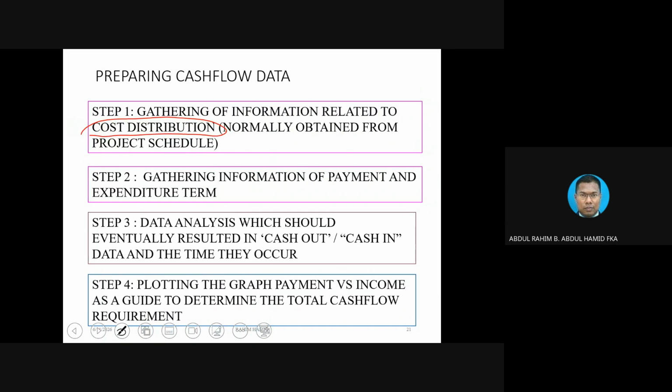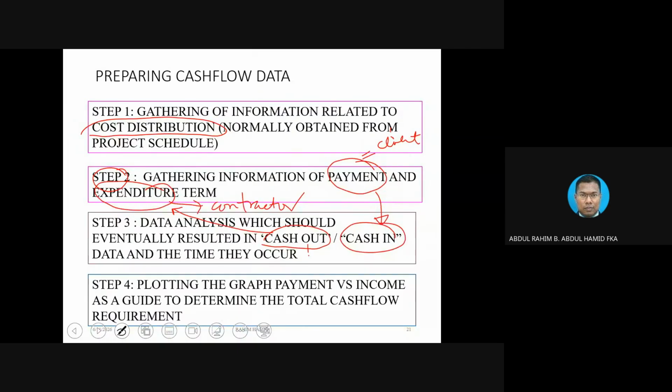Number two, gathering information of payment and expenditure. Remember, payment is from the client, and expenditure is the contractor's. You are the one that has to buy things. And number three, cash out and cash in. Okay, cash in basically refers to the payment received. Cash out basically refers to the expenditure.